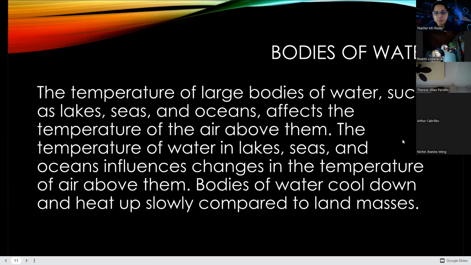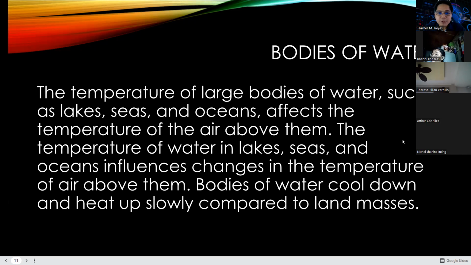Let's move now to the bodies of water. Talking about bodies of water, they play a vital role in climatic conditions. Why? The temperature of large bodies of water such as lakes, seas, and oceans affects the temperature of the air above them. You remember, when this water evaporates because of heat, it moves up to the atmosphere.